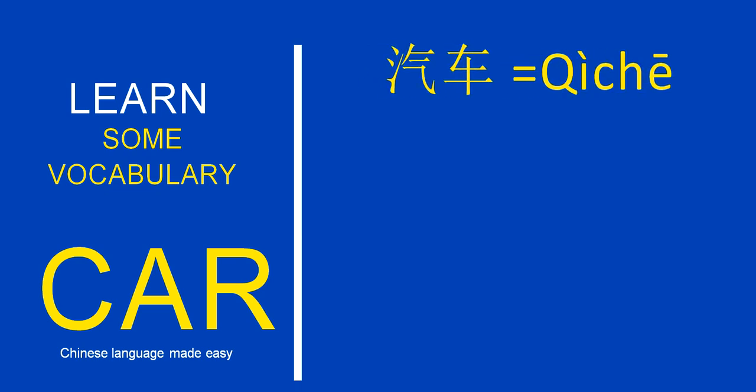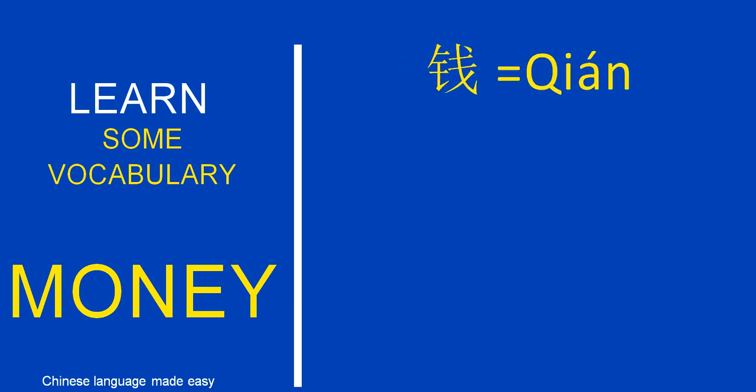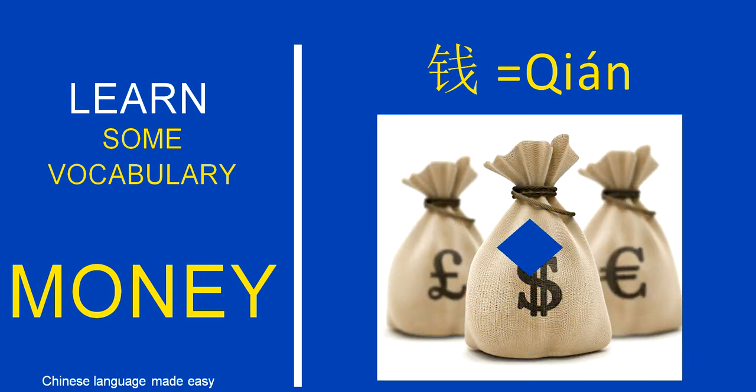Okay, the next one is car. So it is 汽车, car. Next one is money. So money is 钱, a second tone, a rising tone. 钱. Okay, money. Now we are going to have a question answer session, and in that we are going to learn by using these words and putting them into sentences.